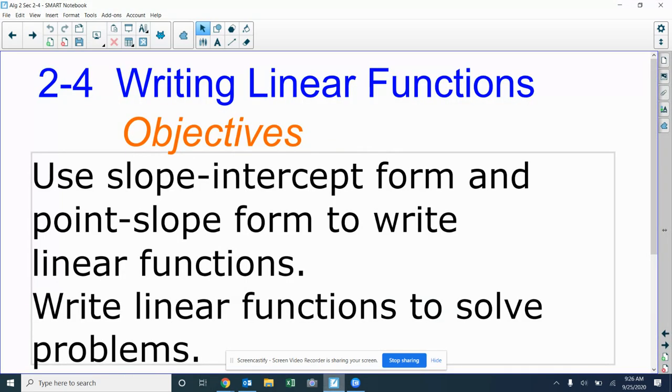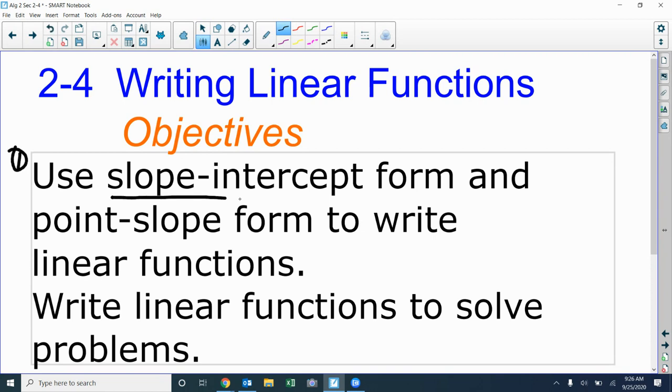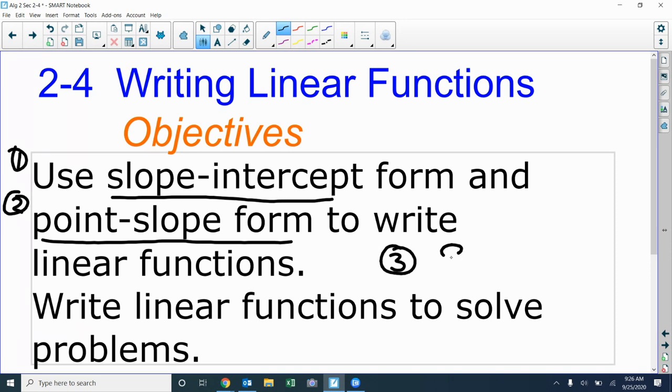So we have a couple of objectives today to take care of. One is we're going to use this slope intercept form, y equals mx plus b. The second thing we're going to use is the point slope form, and then the third thing we're going to do is just your slope. So those are the three things today, and we'll walk our way through them.